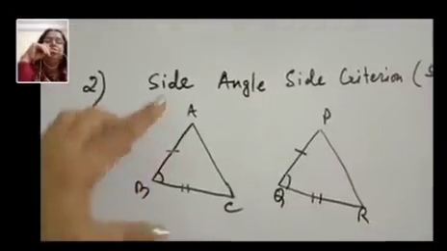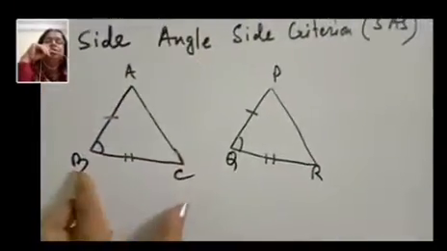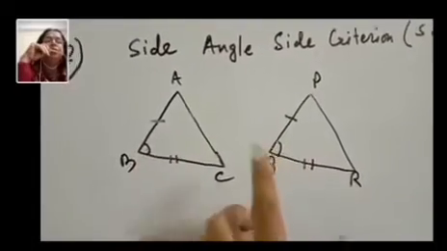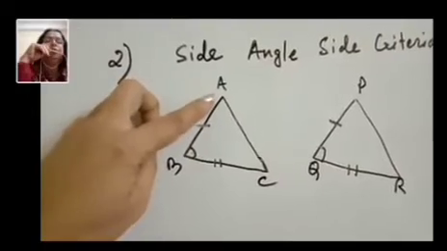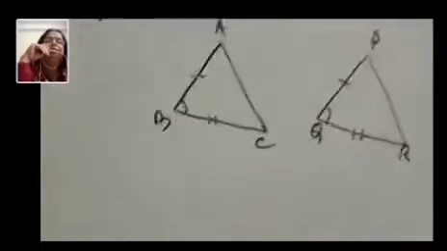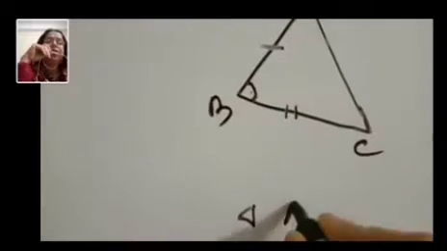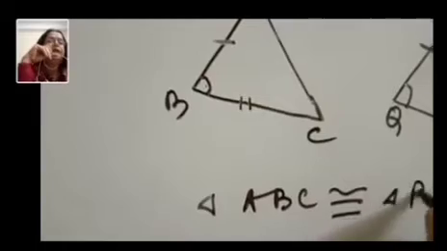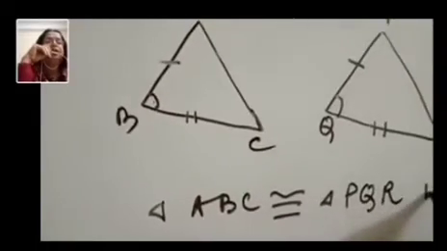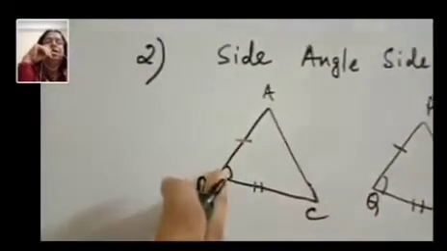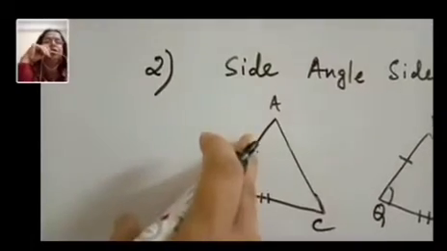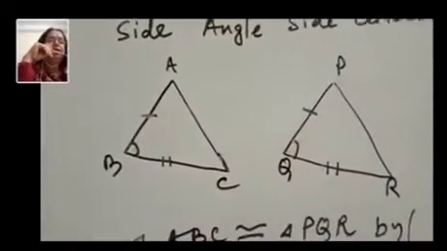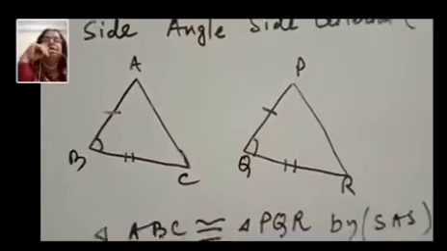Then these two triangles have corresponding parts equal, as AB is equal to PQ and BC is equal to QR. Then we can say that triangle ABC is congruent to triangle PQR, and the criterion is side angle side. Going clockwise or anti-clockwise, you will get this condition only, side angle side. Understood? This is the side angle side criteria.